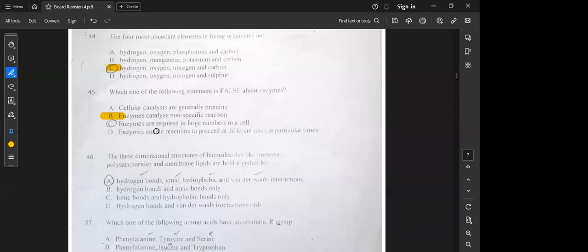Suicide inhibition, anyone? How does it occur? Not sure, but I think suicide inhibitors and irreversible inhibition are almost the same thing. They irreversibly, covalently bind to the substrate, and you can't just undo it. Yeah, it's irreversible basically. The suicide inhibitors are irreversible. Okay, great.